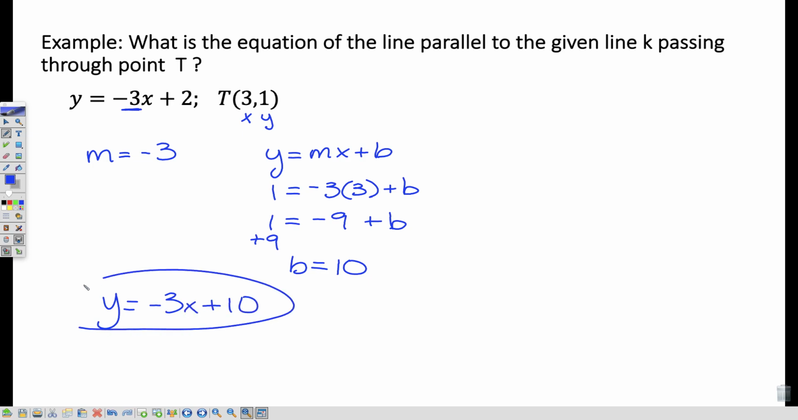Are these two lines parallel to each other? Okay, first statement. Two non-vertical lines are parallel if and only if they're what? The slopes are equal. Are these two lines parallel? Yes. Why? Because their slope is the same.